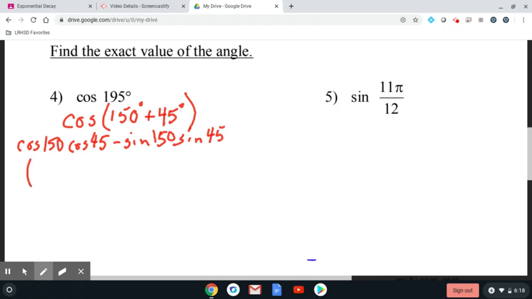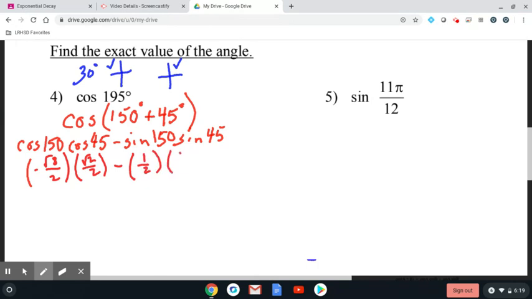All right, so cosine of 150, let me put this up top too. 150 we know is going to be in quadrant 2, and you're working with, in this case, a 30-degree angle. And 45 degrees is going to be in quadrant 1, and we're obviously working with a 45-degree angle. All right, so for cosine of 150, that's going to leave us with a negative root 3 over 2. Sine of 45 gives us a positive root 2 over 2. Minus sine of 150 degrees gives us a positive 1/2. And sine of 45 gives us a positive root 2 over 2.